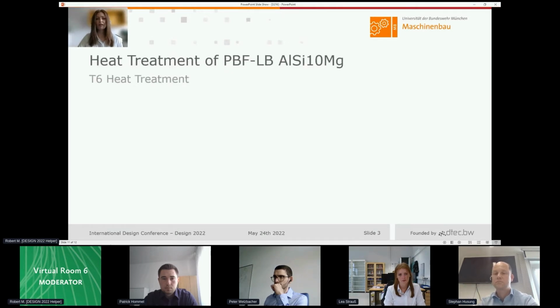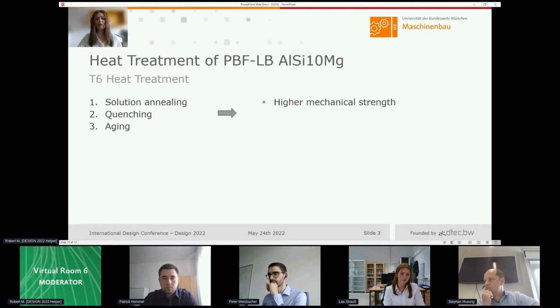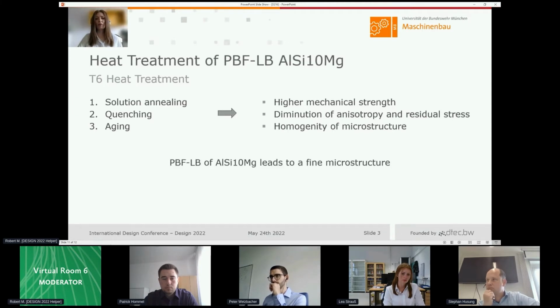As a thermal post-processing, different processes can be applied. For our aluminum alloy, T6 is recommended. This procedure involves 3 steps. First, solution annealing, followed by quenching and aging. And here, the microstructure changes. On the one hand, the silicon and magnesium dissolve, which leads to an increase in strength. And on the other hand, the microstructure gets homogeneous. I already mentioned previously that additive manufacturing of our aluminum leads to a fine microstructure. So therefore, in order to dissolve the grains, a short-term heat treatment should be performed, which is also an economical benefit.